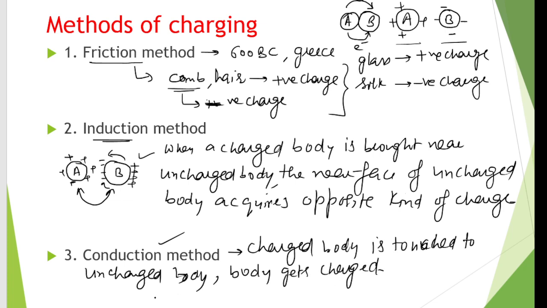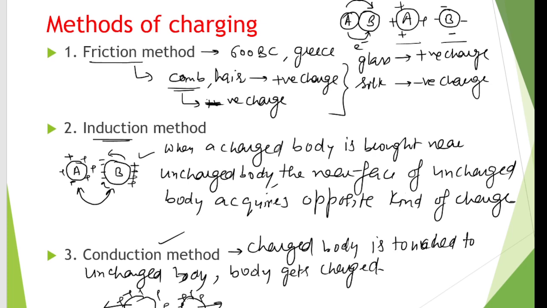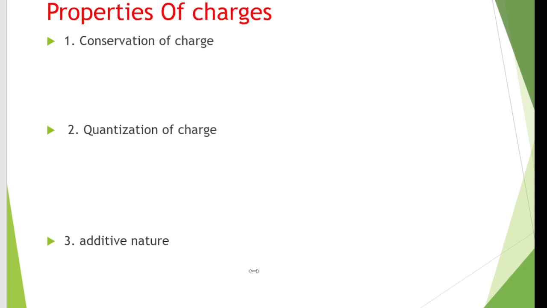So here a positive charged body is touched to another body that has no charge, then this will acquire the same type of charge. This method is called conduction method. In this way both the bodies acquire the same type of charge. Actually charge gets transferred, so charge on this body gets reduced and the other body acquires more charge. Some charge of this body gets transferred to the other body. This method is known as conduction method.